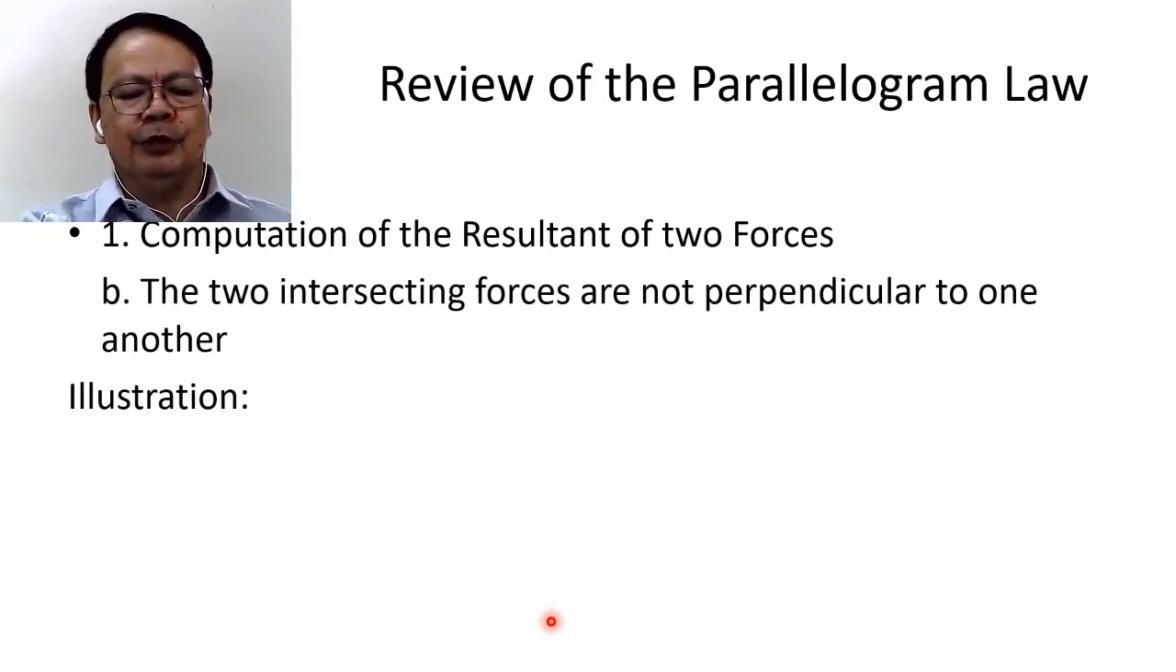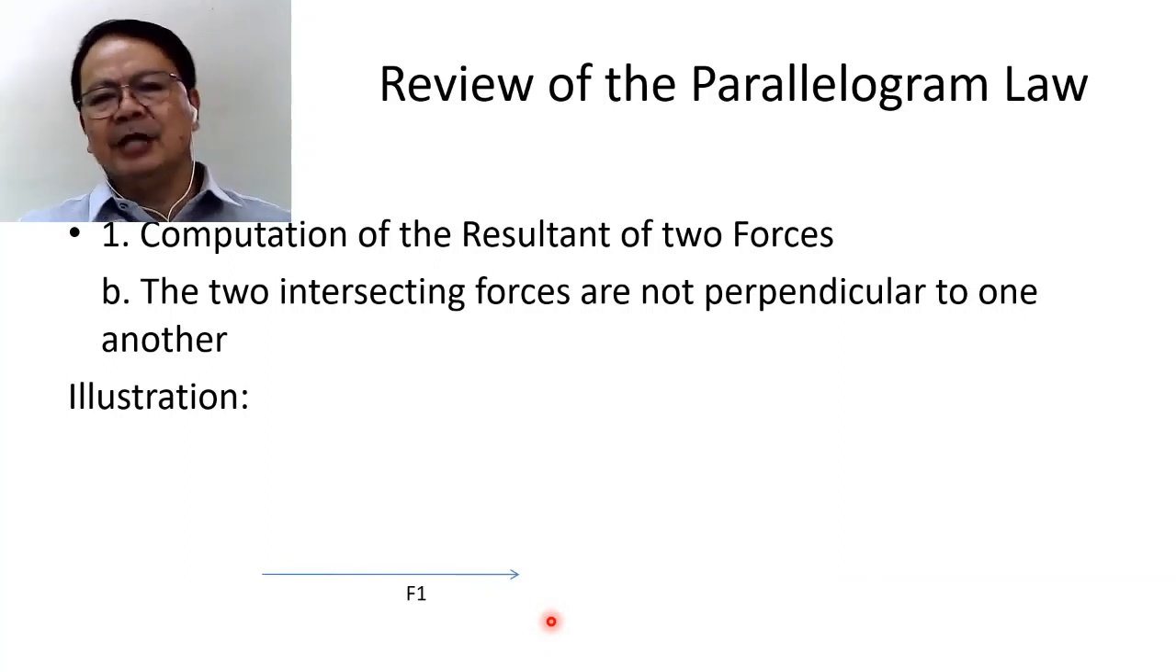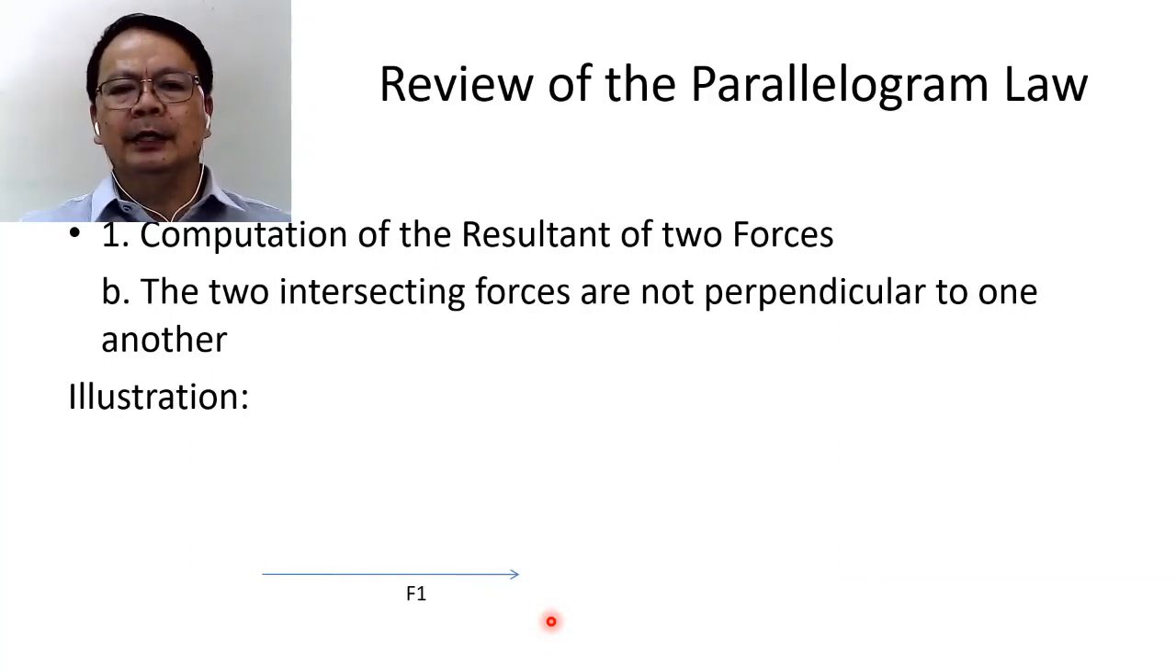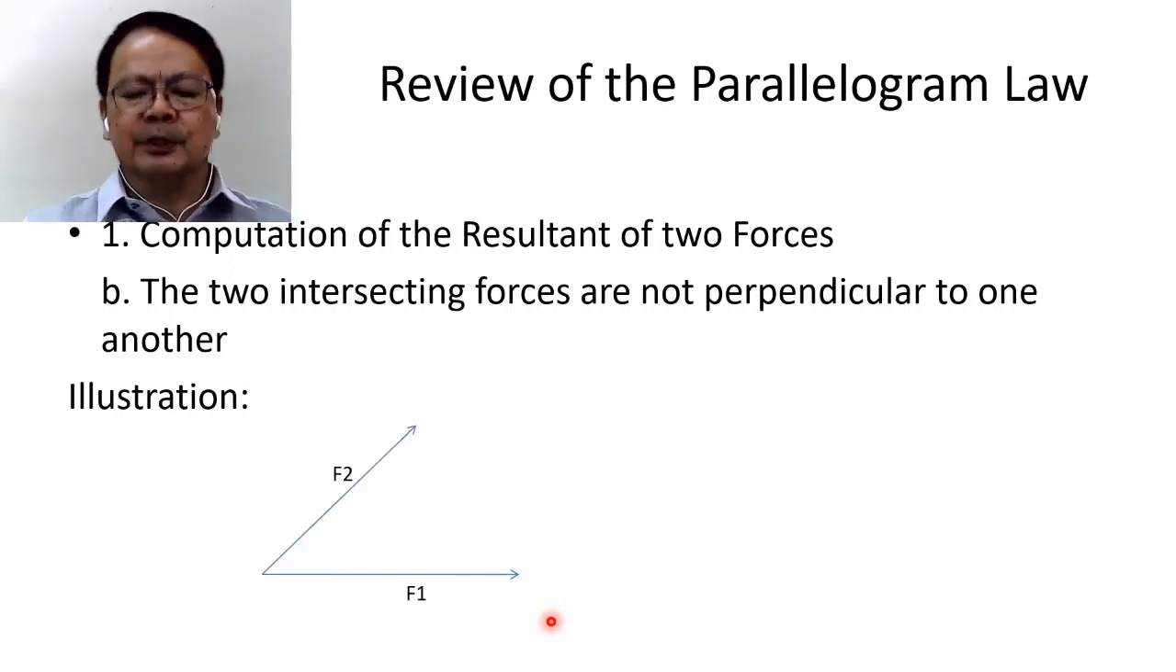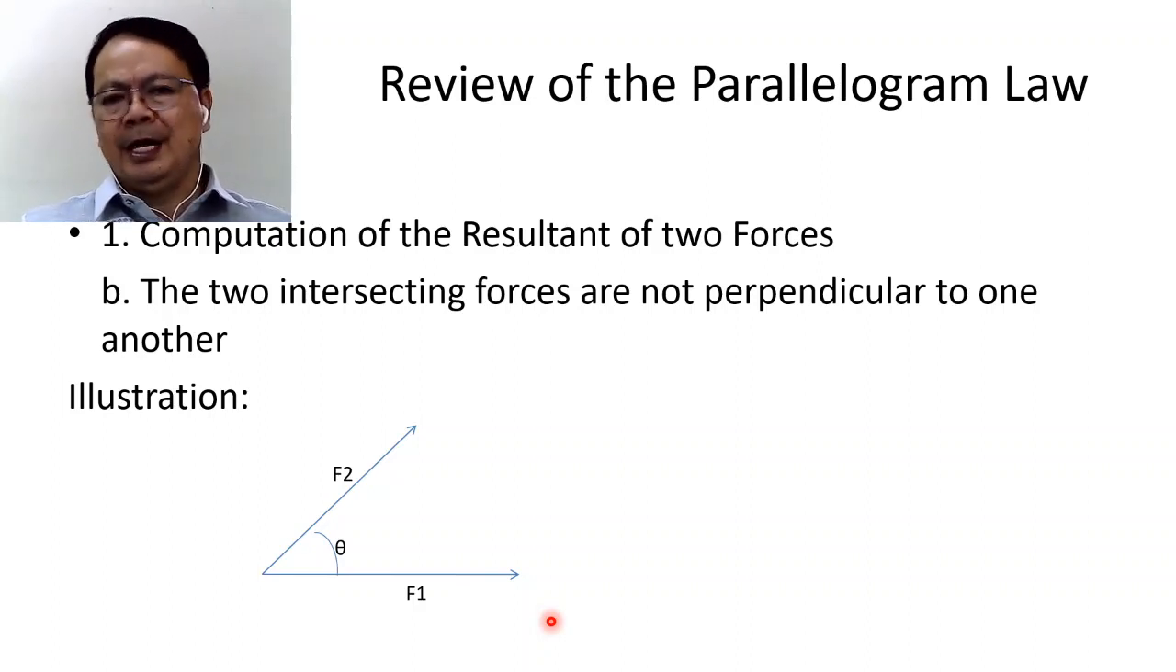What about if the two intersecting forces are not perpendicular to one another? As shown in this illustration, let us imagine that we have here our F1 intersected by another F2 in this direction, such that the two intersect at a certain angle theta with respect to each other. How do we get the resultant of these two forces?